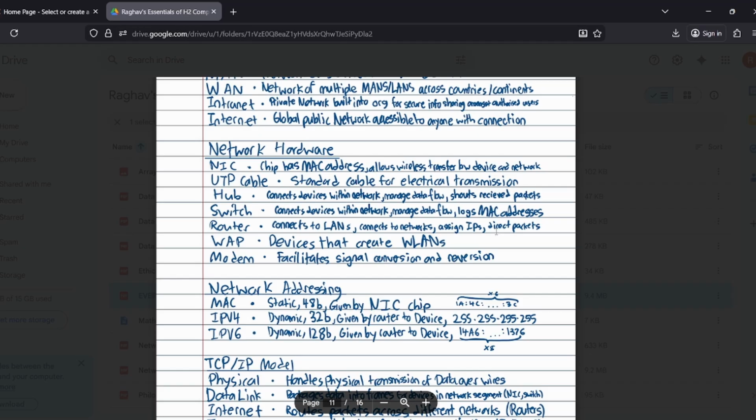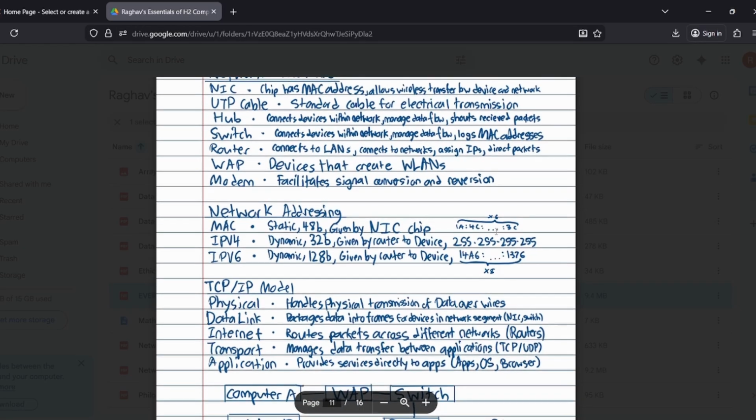Then we have a modem. A modem facilitates signal conversion and reversion. Modem stands for modulator-demodulator, modulation and demodulation. That's what it does. You can think of it as electricity to data, data to electricity, something like that.